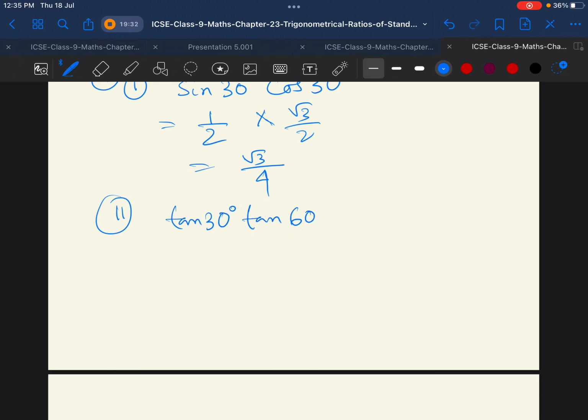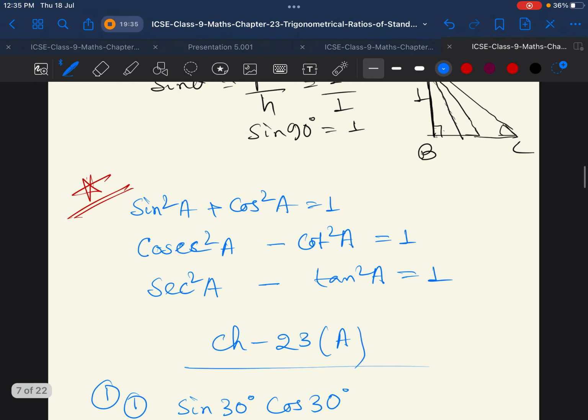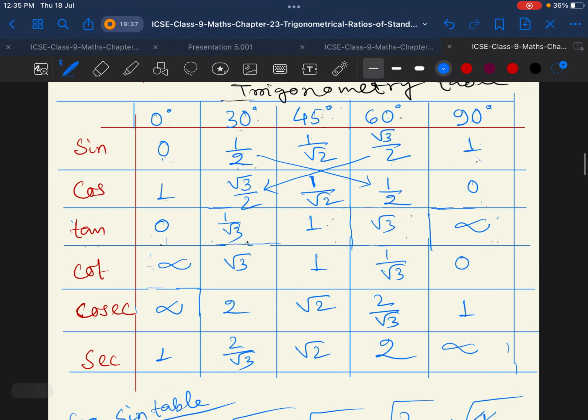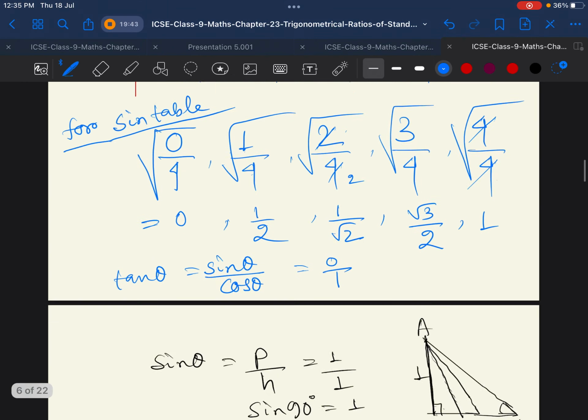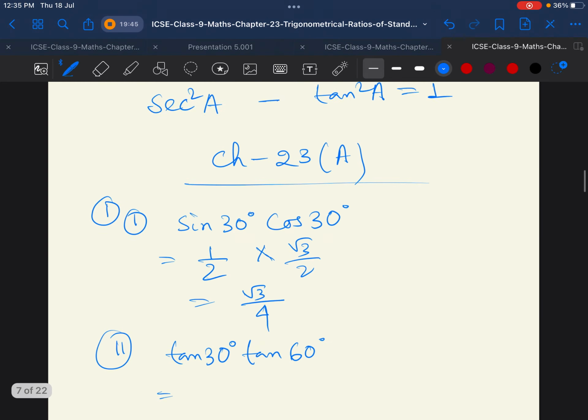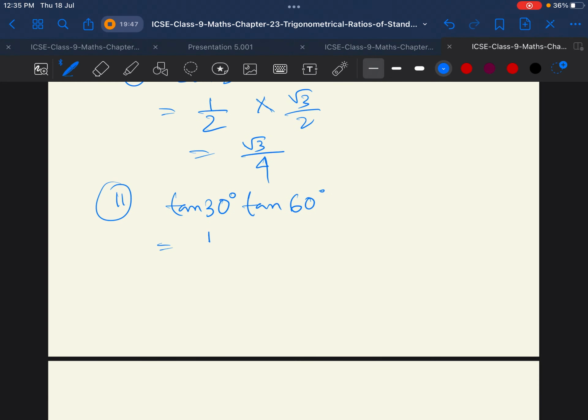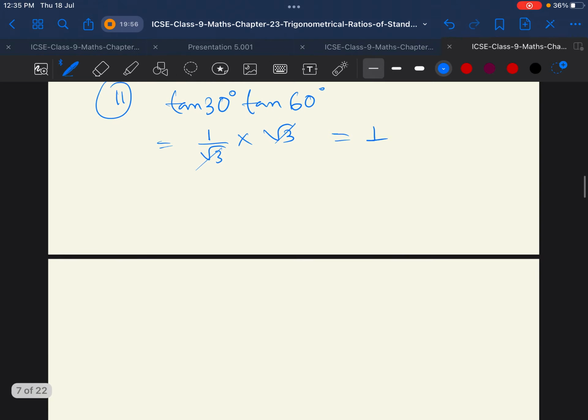Now question number 2, tan 30 tan 60. We know tan 30 is 1 by root 3 and tan 60 is root 3. So we will put the values, tan 30 is 1 by root 3, tan 60 is root 3. Root 3 cancels, then we will get 1.